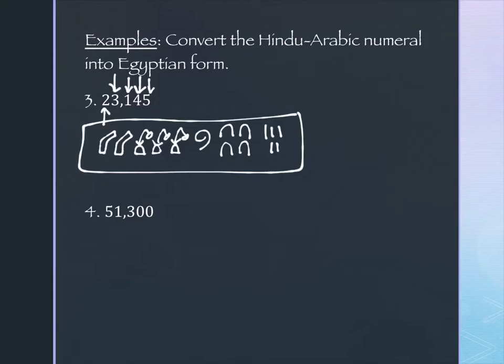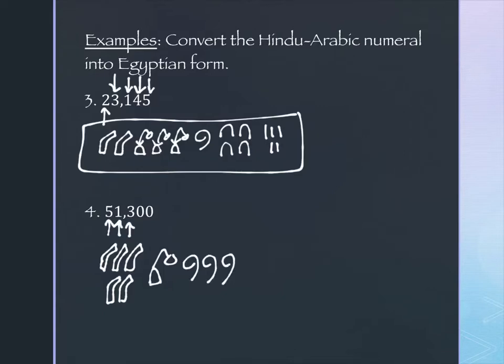All right, we have another one. We have 51,300. So the 5 is pointing fingers. We have 5 pointing fingers. How about the 1? Yep, the flower. So we have 1 flower. And the 3? Yep, 3 scrolls. Just like that. Any questions?